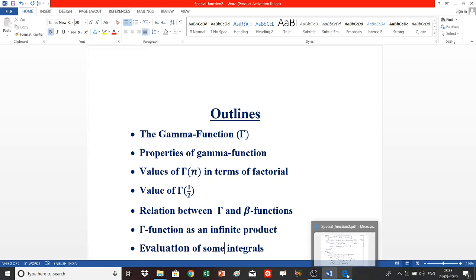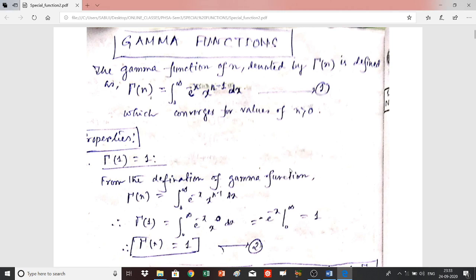And now go to the first topic, that is gamma function. The gamma function of an integer n is denoted by gamma n, and it is defined mathematically as gamma n is equal to integral 0 to infinity e to the power minus x, x to the power n minus 1 dx. I am writing this as equation number 1, and it converges for values of n greater than 0.